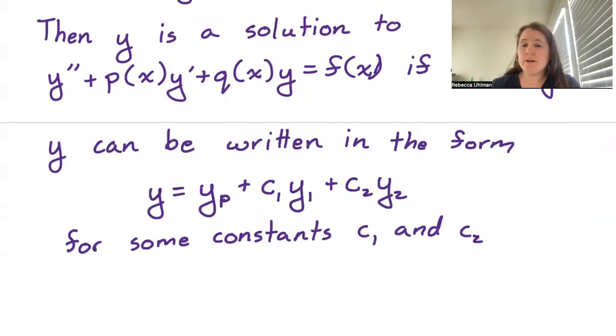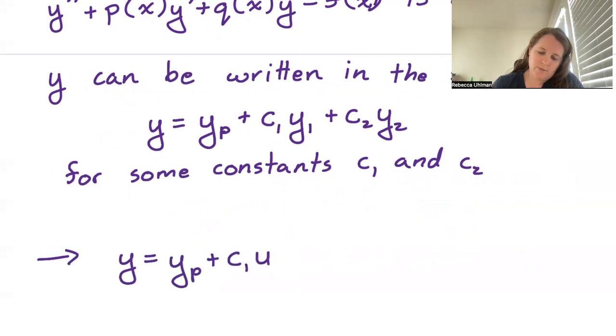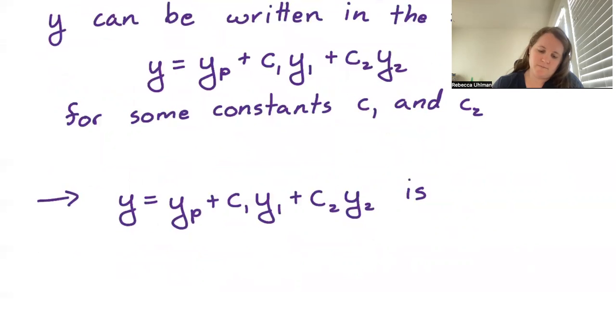So again, here the implication goes both ways. If it takes this form, it is a solution, and any solution must be able to be written in this form. So we call this the general solution: y = yp + c1 y1 + c2 y2 is the general solution.